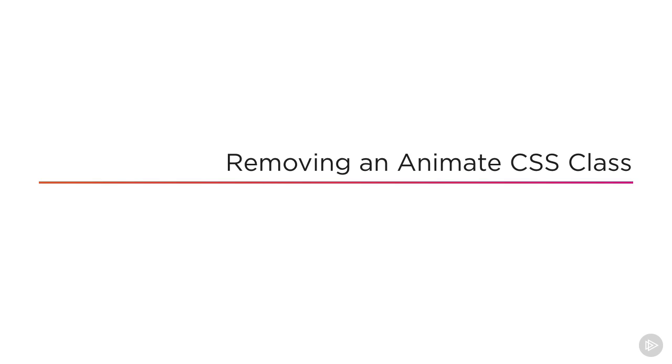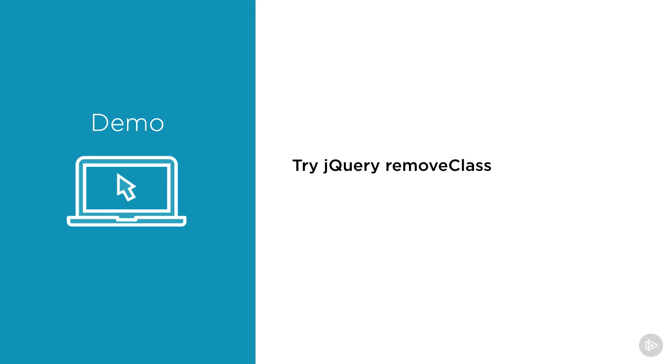So what happens if I want to toggle the animation, or when the animation is done, maybe remove the animation as well? Or if that animation is in the infinite loop, how do I stop that animation? So that's what we're going to talk about in this section. So in the demo, what we're going to do is we're going to try jQuery remove class, and then we're going to try the jQuery toggle class as well, and I'll explain each of those.